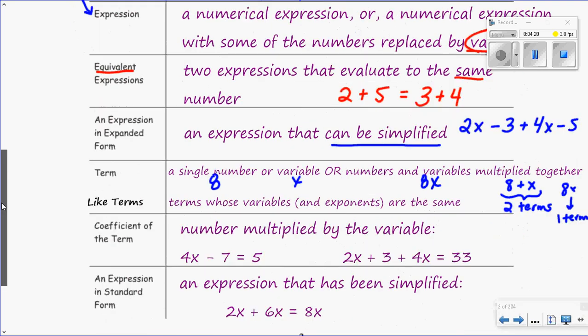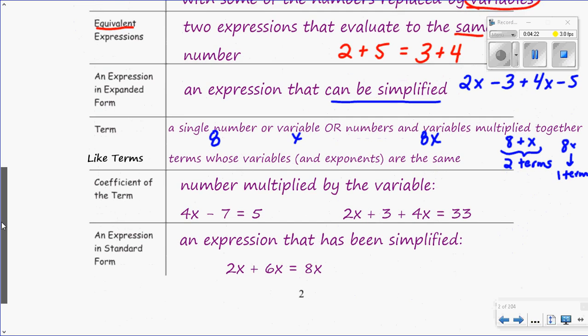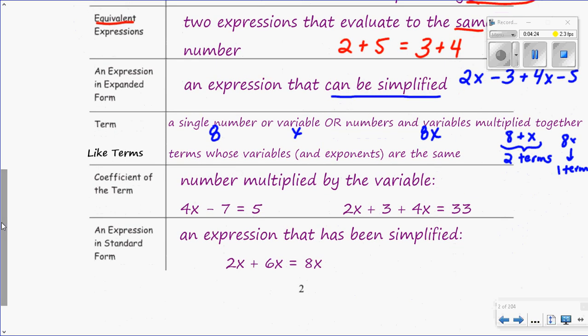The coefficient of the term is the number being multiplied by the variable. I typed out two equations for you, and the number being multiplied by the variable is right next to the variable, because there's nothing in between. If you look at 4x, and then in this example 2x and 4x, the 4 is the coefficient, the 2 is the coefficient, and here the 4 is the coefficient.